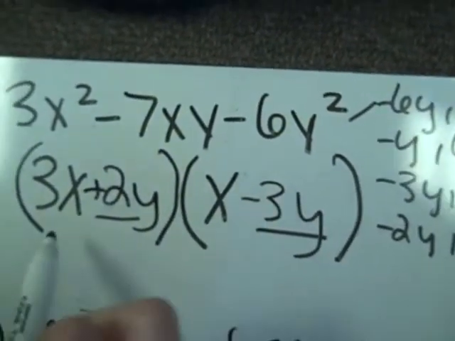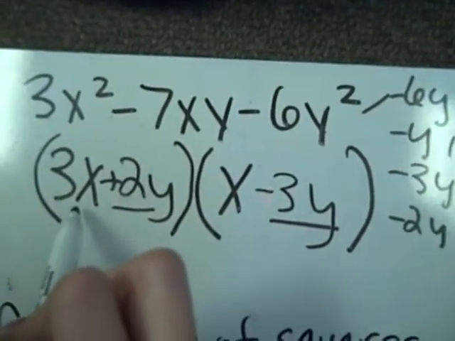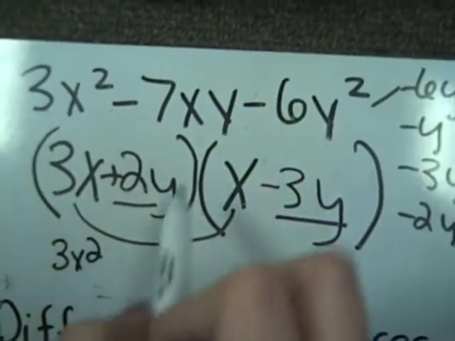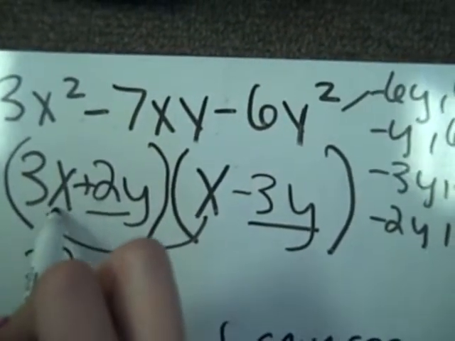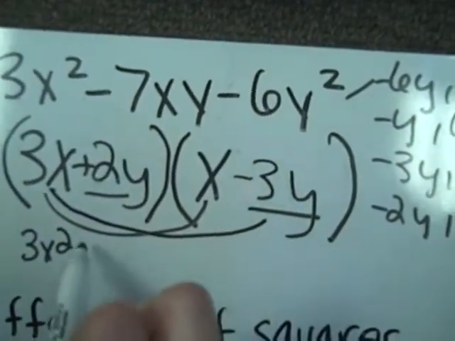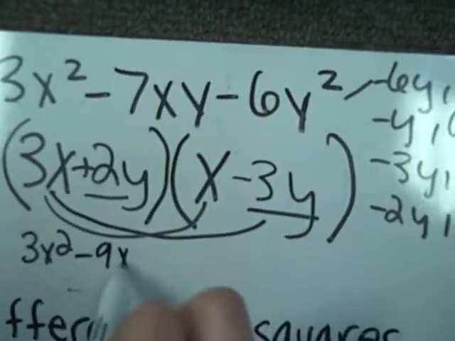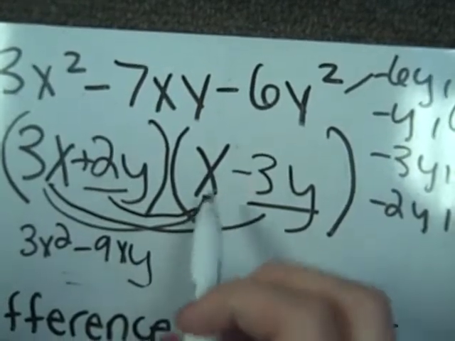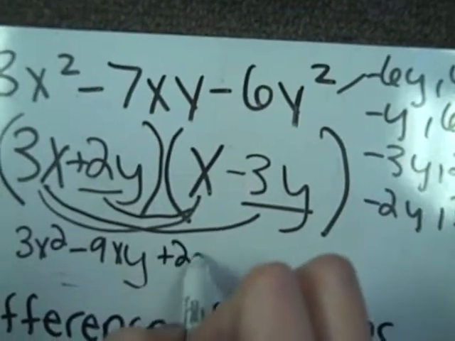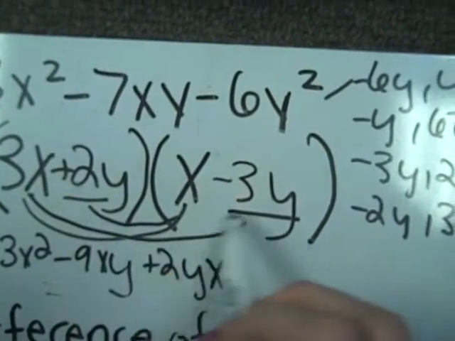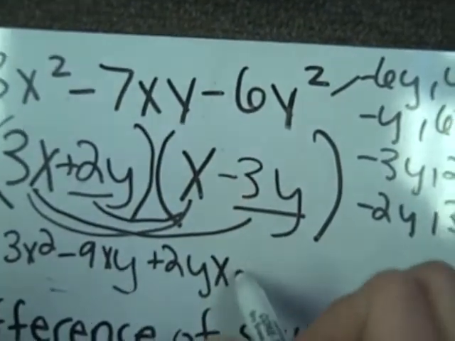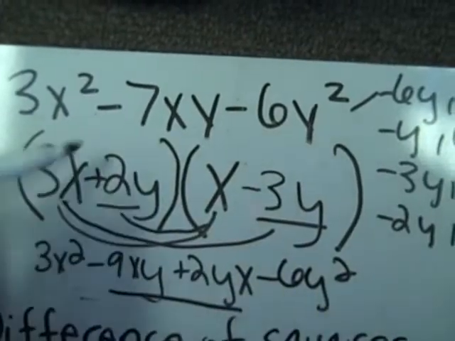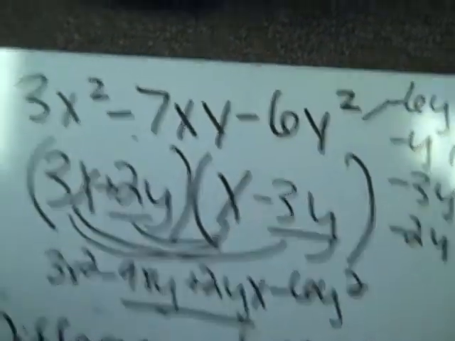To check your answer, you would use FOIL and multiply 3x times x, the first terms, to get 3x squared. The outside terms, 3x and negative 3y, to get negative 9xy. The inside terms, 2y and x, to get 2yx. And the last terms, 2y and negative 3y, to get negative 6y squared. And you combine like terms and you get your original answer.